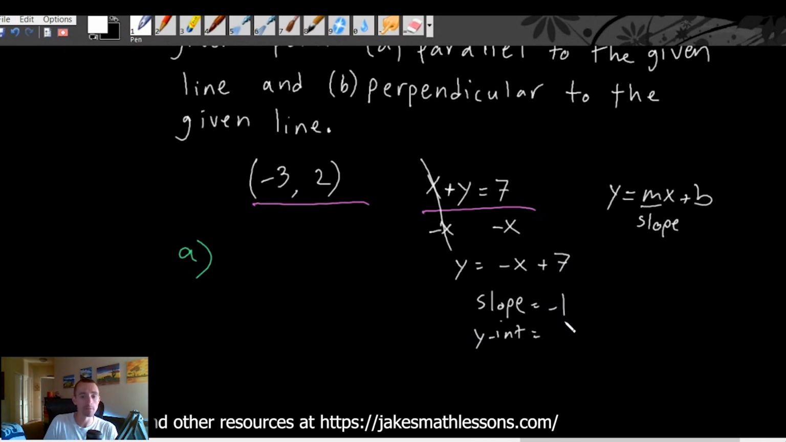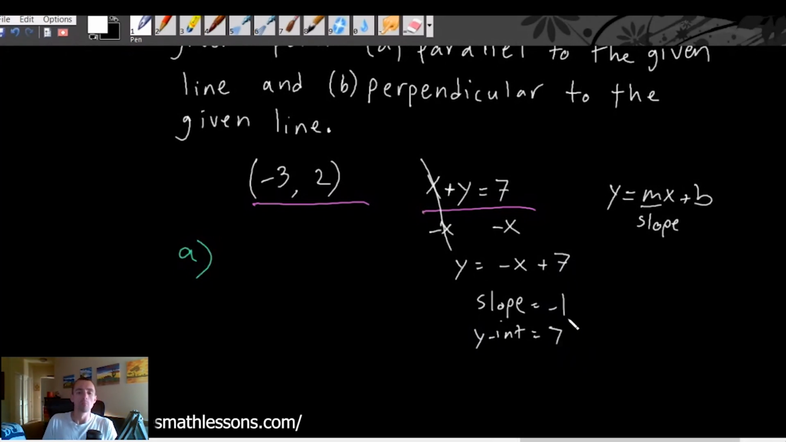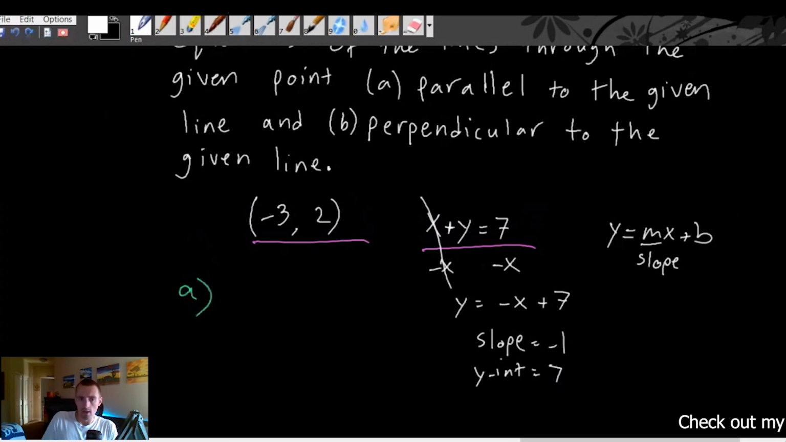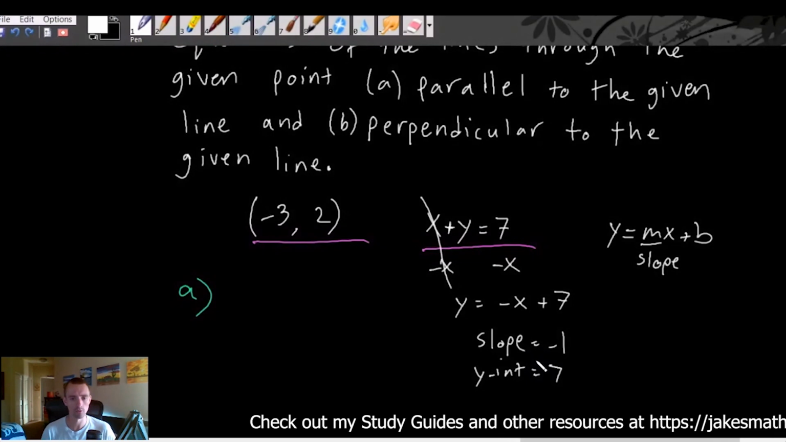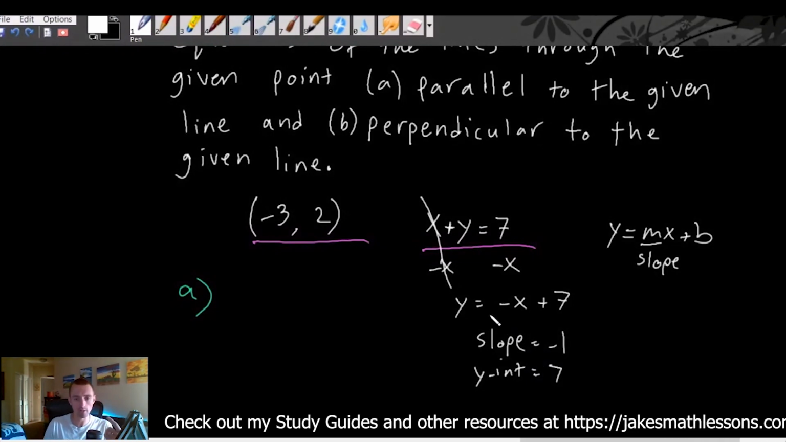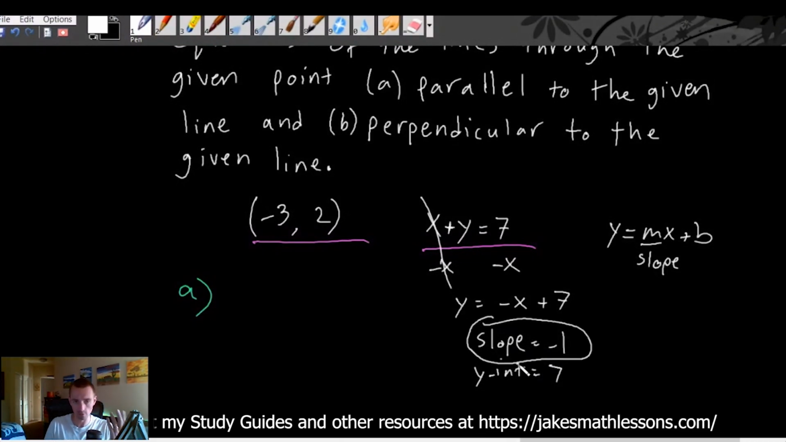Okay, that does not mean that the y-intercept of the line we want is 7. It means the y-intercept of this line is 7. But we do know that the slope of this line is negative 1. This is important because the line that we're trying to come up with has to be parallel to this line. Well, what does it mean for two lines to be parallel? In order for two lines to be parallel and never intersect each other, they have to have the same slope. So we know already that the slope of our line has to be negative 1.